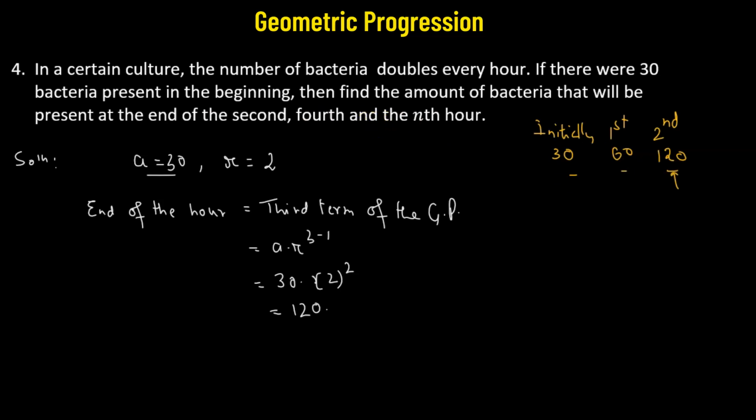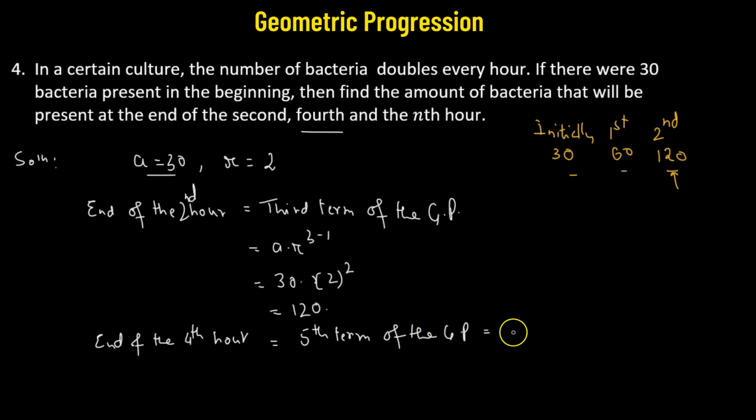Then we can also obtain the amount of bacteria present at the end of the fourth hour. So at the end of the fourth hour, this will be equal to the fifth term of the geometric progression, which will be equal to 30 times 2 raised to the power of 5 minus 1, which will be equal to 480.